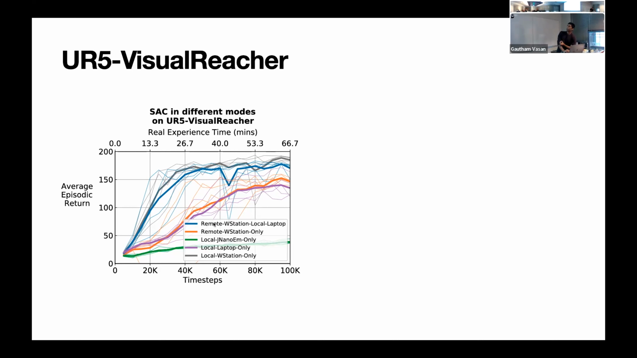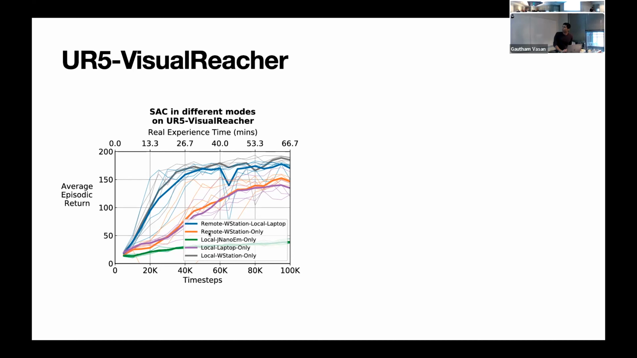The blue learning curve is the remote-local one. For the UR5 task, we couldn't actually get the Jetson Nano working, so instead of a Nano, we have a small laptop. So you have a remote workstation and a resource-limited computer as the local computer, which is still controlling the UR5. This is able to salvage the performance. It's not as good as the best, but it's almost there.